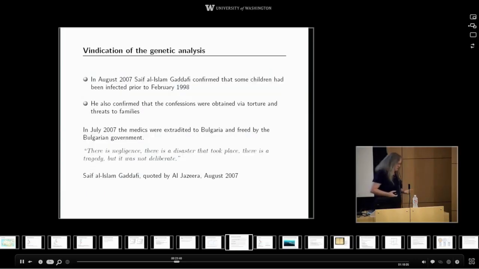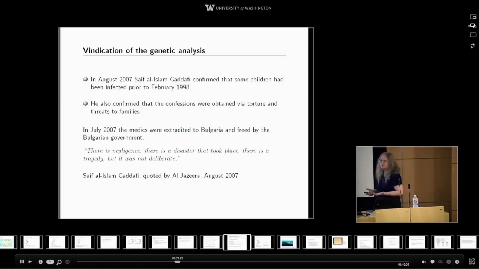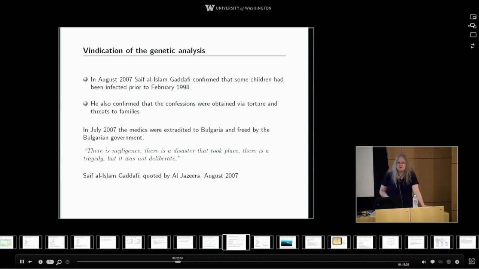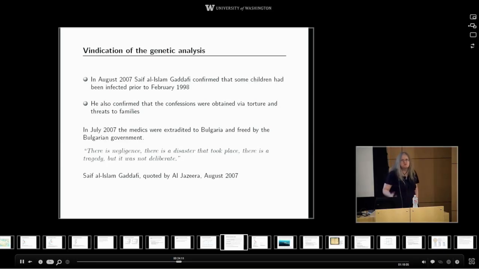This paper was published, and the medics were extradited to Bulgaria by the Libyan government. The Bulgarian government then pardoned and released them. There was some international kerfluffle about whether they had the right to do that, but there wasn't much Libya could do. In August 2007, the genetic analysis was vindicated by Saif al-Islam Gaddafi of the dictator Gaddafi's family, who confirmed that Libyan records showed that some of the children had in fact been known to be infected prior to February 1998. That is, they were known to have been infected before the medics arrived in the country.